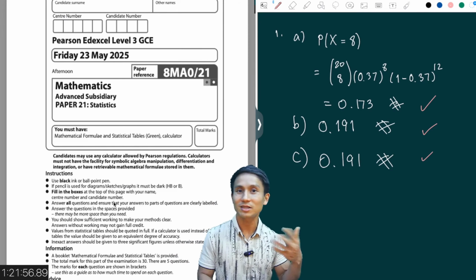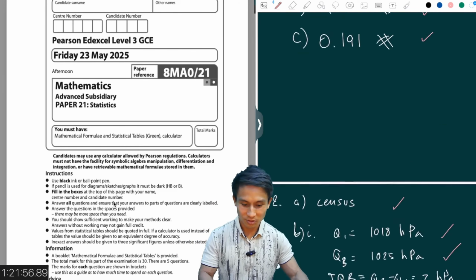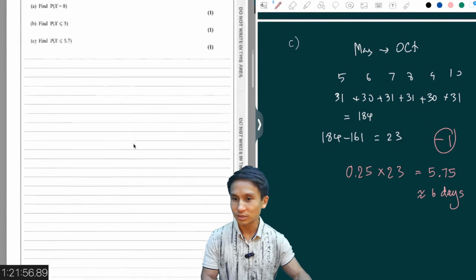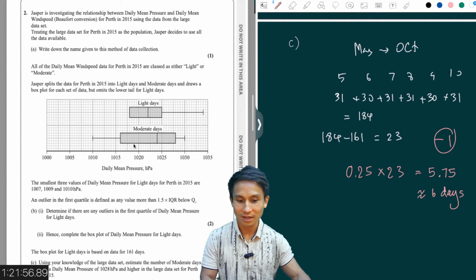I hope you already see it in the annotation as well. So the first one that I got wrong is this one. So this is the large data set thing.